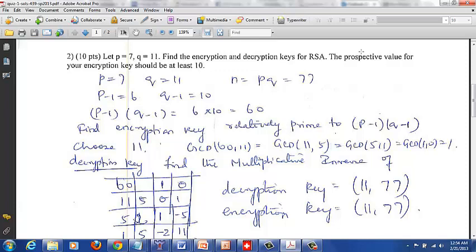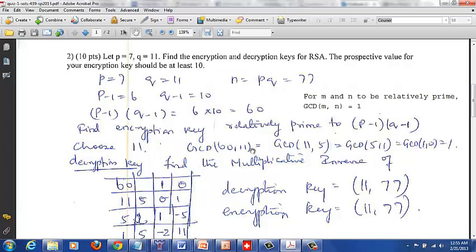What is the condition for two numbers to be relatively prime? The GCD has to be 1. So if you want two integers m and n to be relatively prime, the GCD has to be 1. So now try with 11. So 11 and 60. Let's try GCD of 60 comma 11.